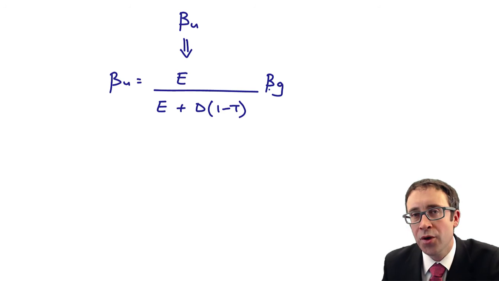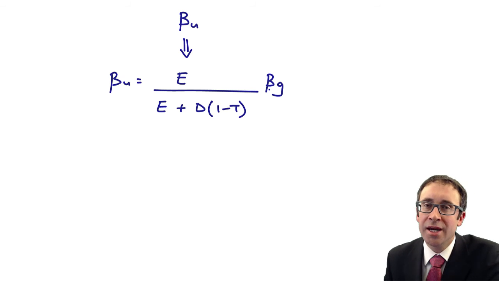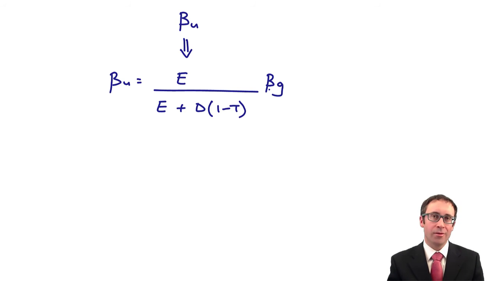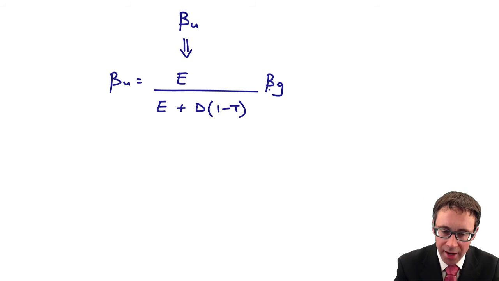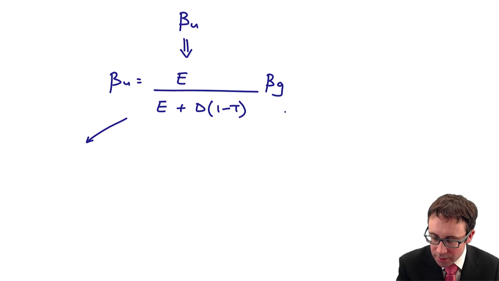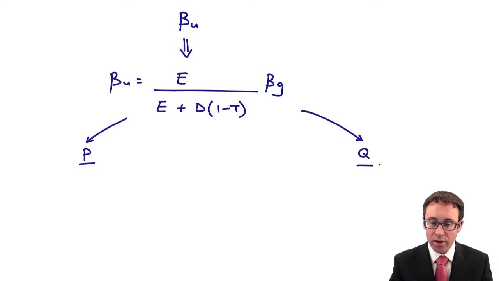Stick to one or the other. To be honest, you probably need to be fluent in both, because the examiner will use different terms and interchange between them. Okay, work it through. What we're going to have to do is go through and do it for the two companies, company P and company Q. Okay, P and Q.